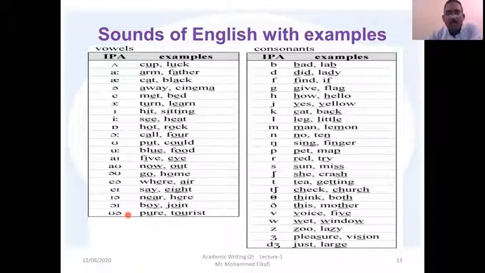So these are what? The sounds of English. They are vowels and consonants. In our next lectures, inshallah, we are going to talk about them in more detail.